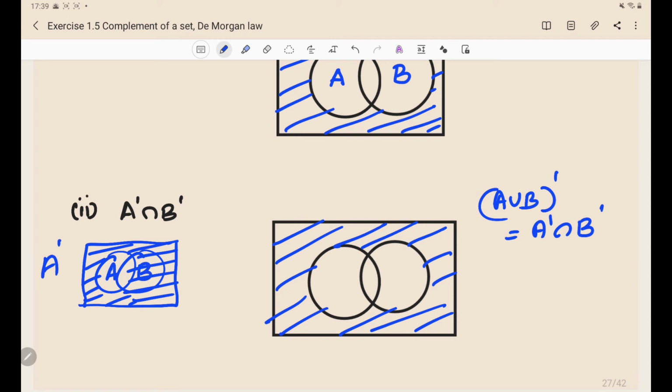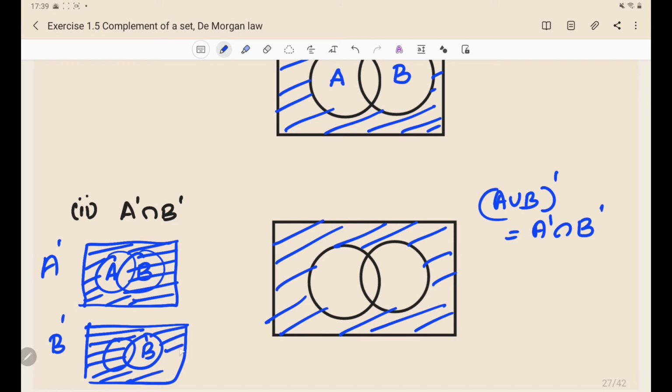This is B. Now, what is B complement? All the elements outside the set B. So the set B means these are the A portion. And from these both sets, what is the common portion? The outside portion. And that's what I have marked here. So that's all for the second part of the problem.